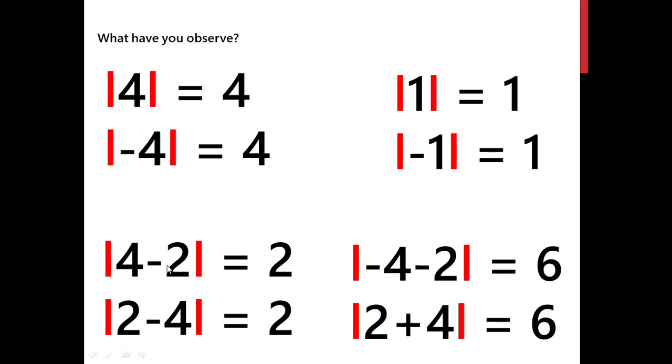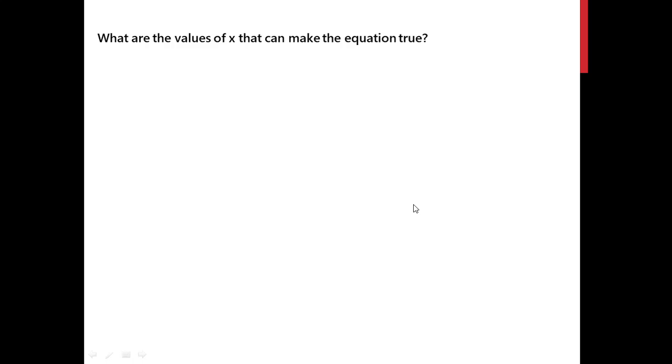4 minus 2 here is 2, and the absolute value of 2 is 2. 2 minus 4 is negative 2, and the absolute value of negative 2 is 2. Negative 4 minus 2 is negative 6, and the absolute value of negative 6 is positive 6. 2 plus 4 is 6, and the absolute value of 6 is 6. Right? So, I think this is comprehensive enough for you to understand. So, let's proceed to our examples.